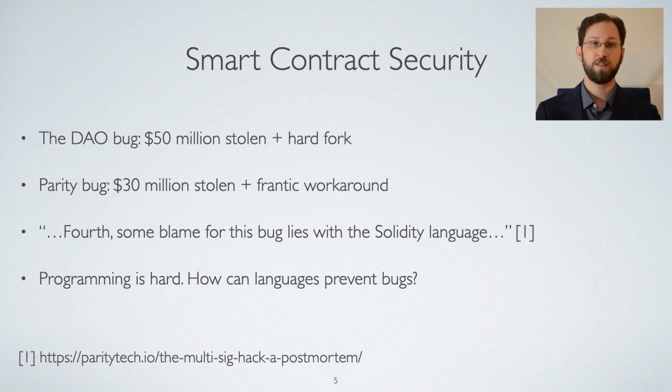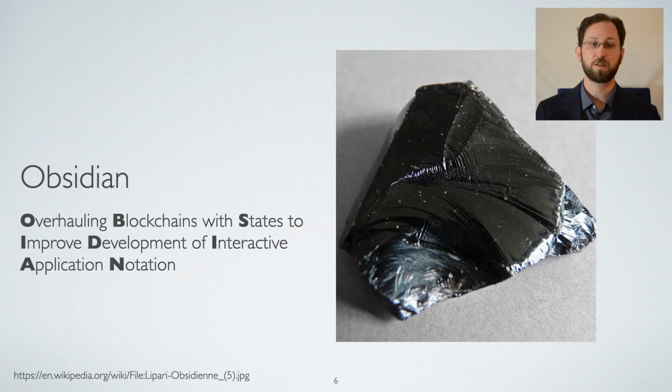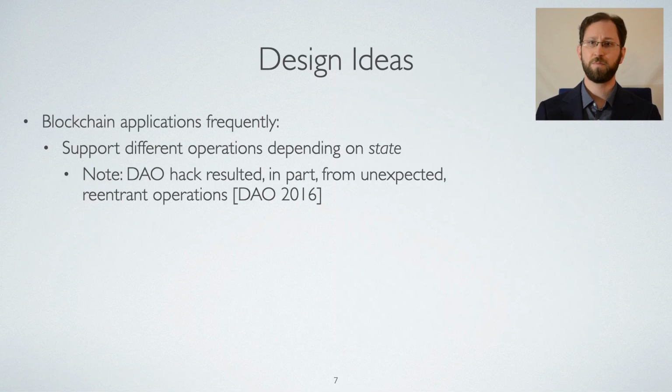So the idea is that we want to design a safer programming language in order to prevent some of these bugs. So we designed a new programming language called Obsidian, which stands for Overhauling Blockchains with States to Improve Development of Interactive Application Notation. And we based our design on two observations about blockchain applications.